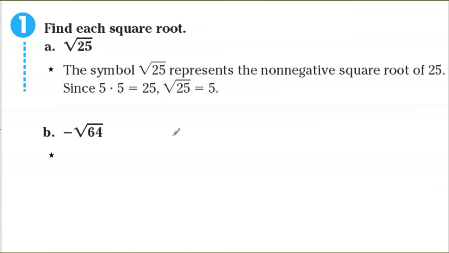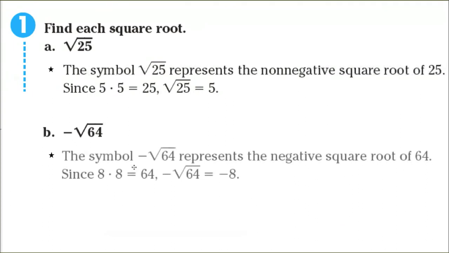Okay? Let's look at example 1b. We want to find the negative square root of, or negative radical 64. Okay? And negative radical 64 represents the negative square root of 64. Okay? Because of that negative sign. So since 8 times 8 equals 64, negative radical 64 is simply negative 8.